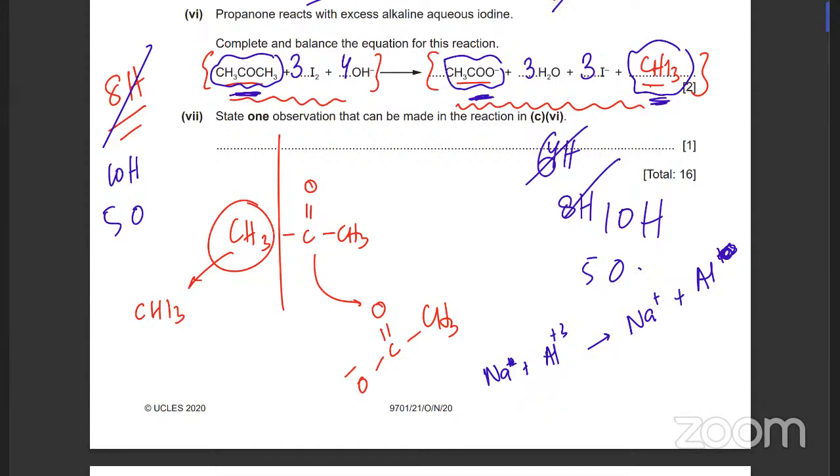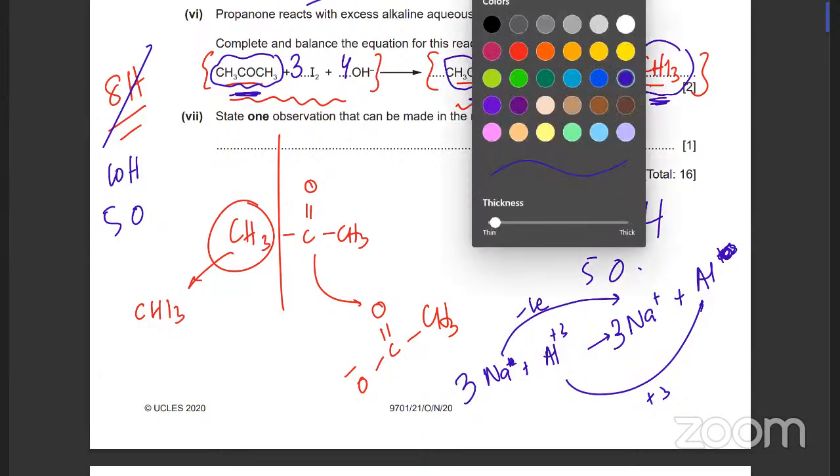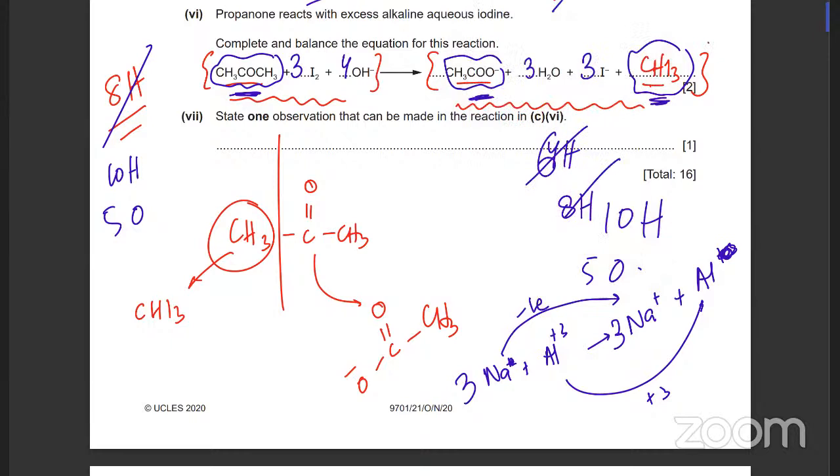So Al plus 3 is gaining 3 electrons, and Na goes to Na plus 1, losing 1 electron. So the Na must be multiplied by 3. That's how you balance the redox equation. The other way to check whether the equation is balanced or not is to total up the charges. What's the total charge on both ions together? That's plus 3. What's the total charge on both products together? That's plus 3 as well, because aluminium is 0.